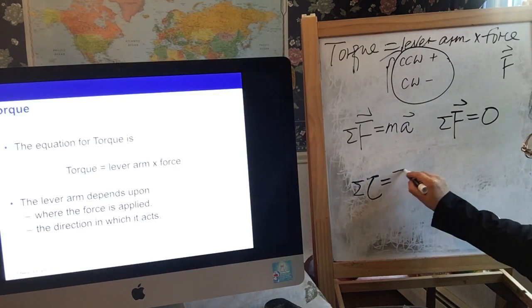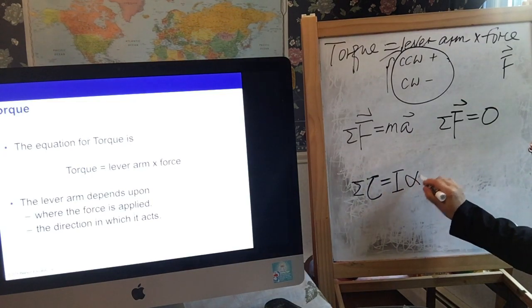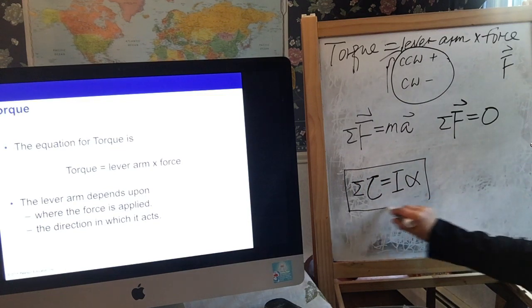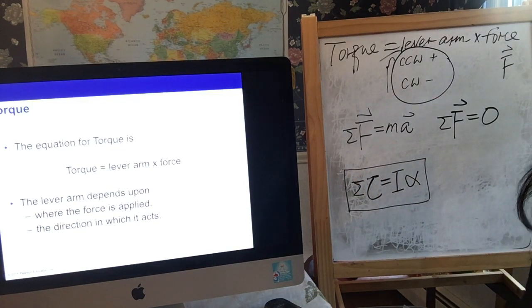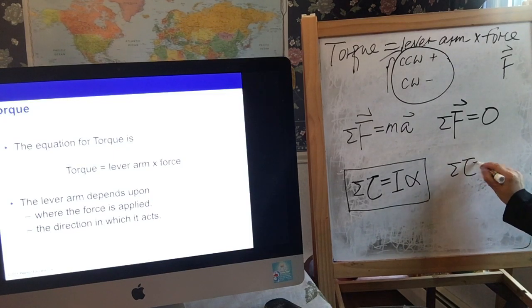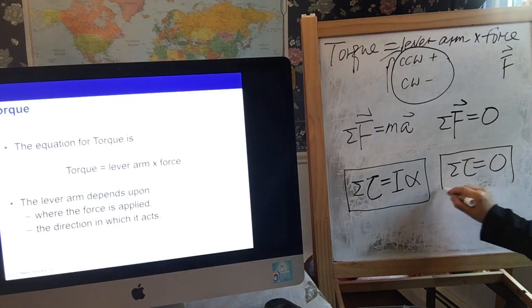But now, similarly, like what we talked about last class, if I replace force by torque, I can replace mass by rotational inertia. I can replace acceleration by rotational acceleration. And then I have Newton's second law for rotational motion. If I have equilibrium, then that torque has to be 0.